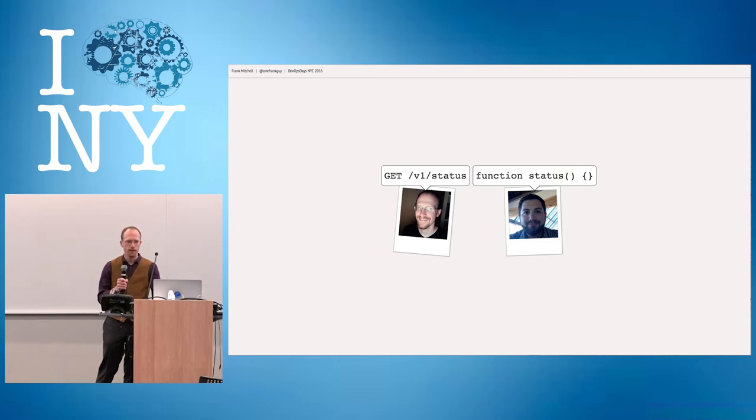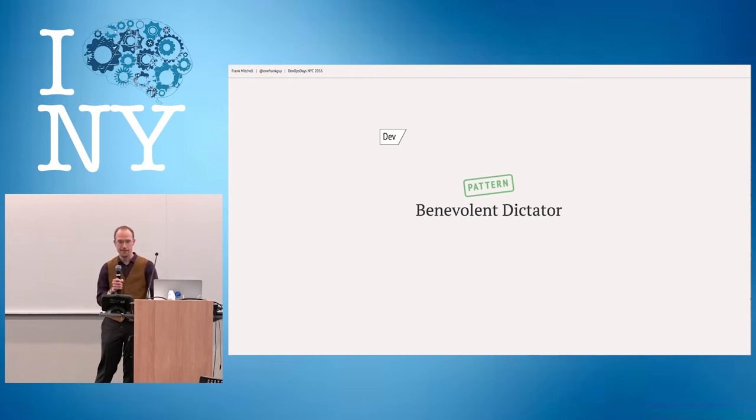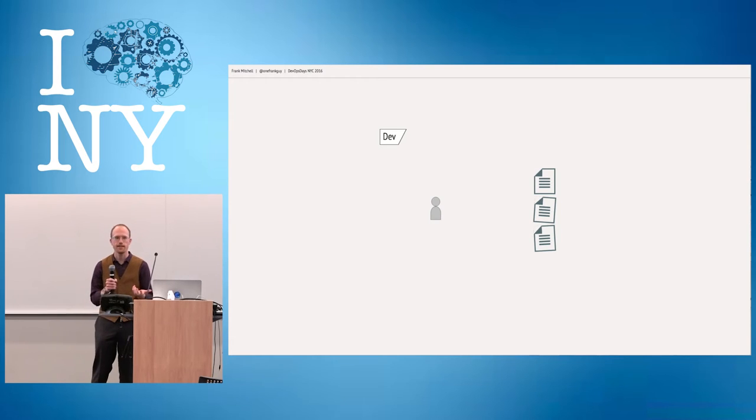So it turns out in design, there is a better pattern. That pattern is the benevolent dictator. Instead of trying to design by committee, have one person do the design. Have a unified design, a cohesive design. But we didn't do that. We had tangled ideas.